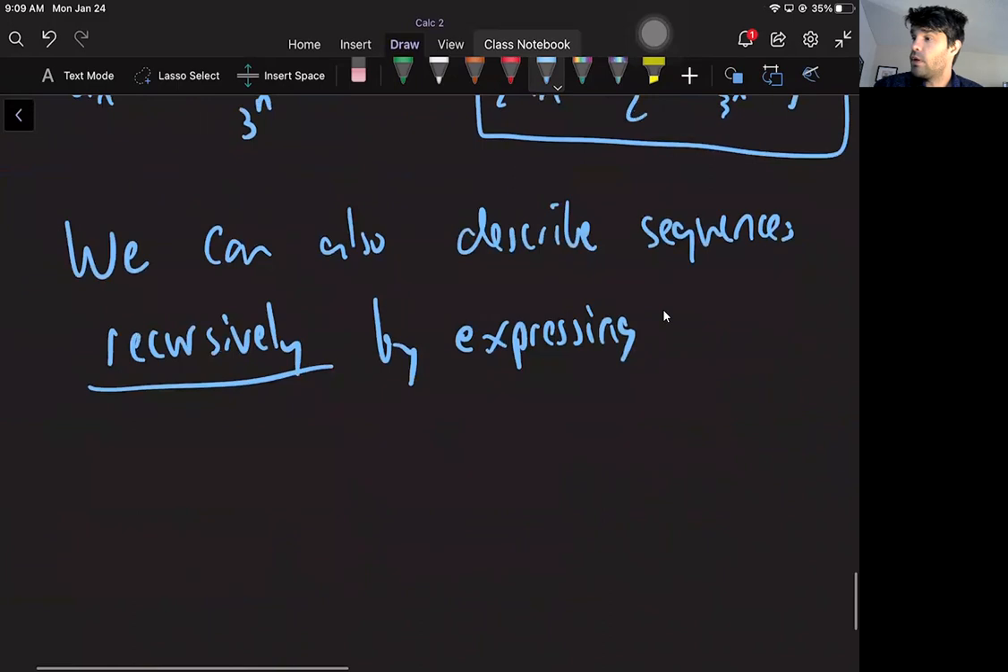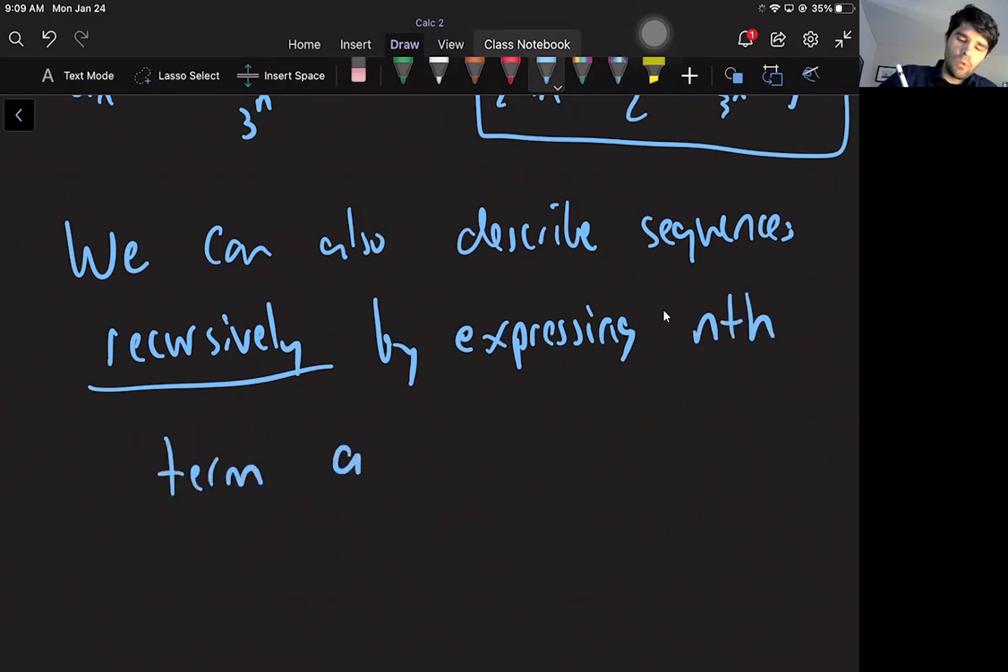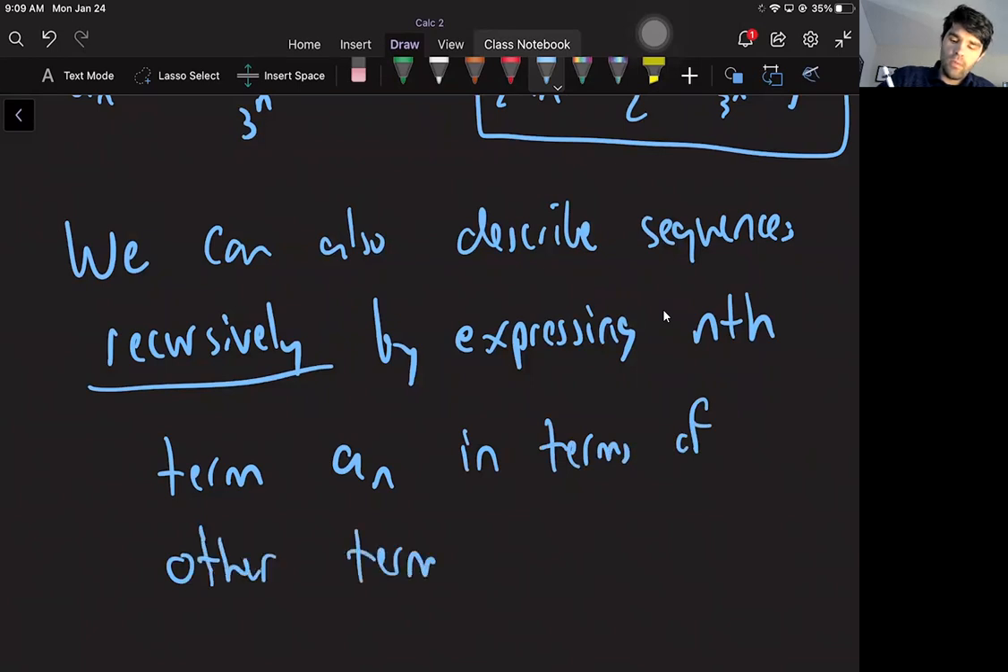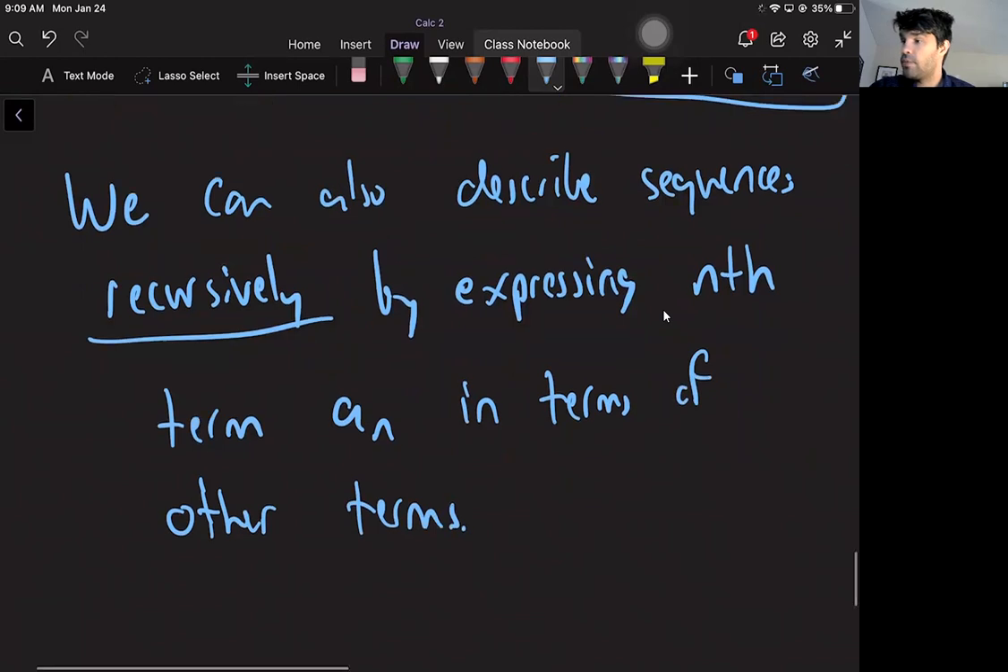But recursion is done by expressing the nth term, an, in terms of other terms. Okay, I use the word term a bunch. So let's just see what I mean by an example.